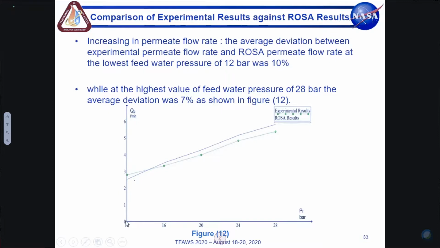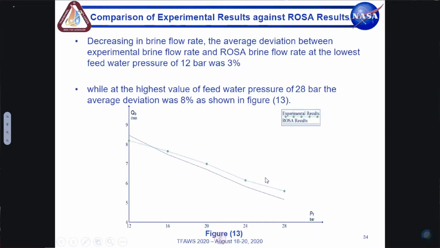When increasing the permeate flow rate, the average deviation between experimental, as we see, the experimental is the green one, and the ROSA is the black one. The average deviation between the experimental permeate flow rate and ROSA at the lowest feed water pressure will be about 10%, and at the highest it's about 7%.